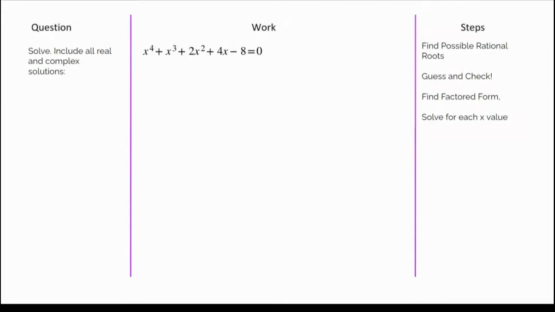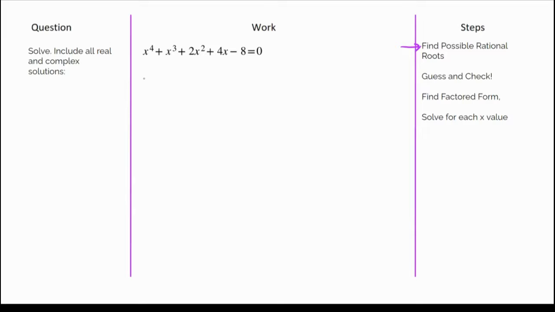Here we're asked to solve this equation or find all of the zeros or roots or x-intercepts of this equation. So I'm really looking for what x values make the entire equation 0. To start us off here, I am going to look to find all possible rational roots.